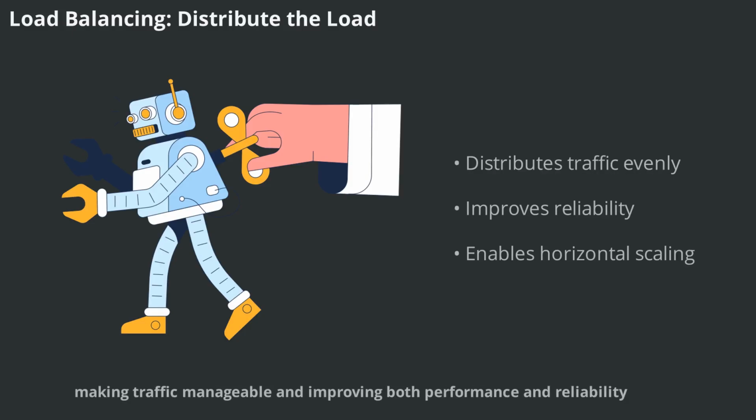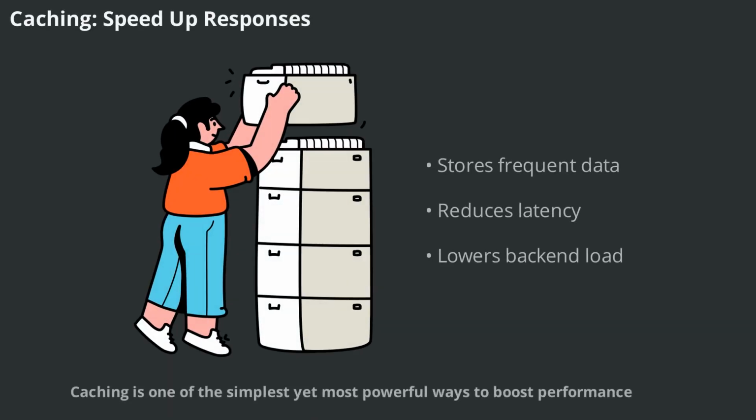Caching is one of the simplest yet most powerful ways to boost performance. Instead of fetching the same data from a database or calculating results repeatedly, a cache stores frequently accessed information in fast memory. When a user requests the same data again, the system serves it instantly from the cache, reducing latency and backend load. For example, product details requested by thousands of users can be cached in Redis or Memcached. While caching makes systems faster, it also introduces challenges like stale data and cache invalidation. Used wisely, caching turns repeated work into instant responses.